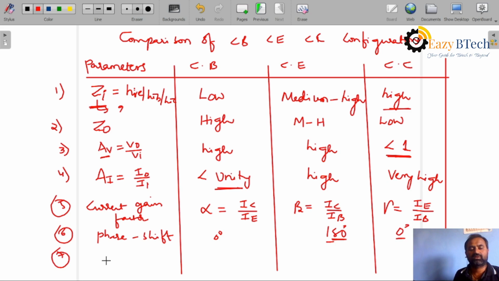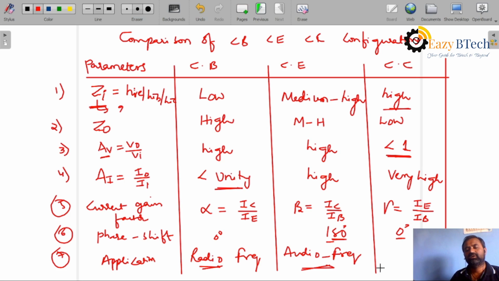Applications: we use common base for radio frequency applications. This is for audio frequency applications. Common collector is for impedance matching purposes. Okay, students, please follow these comparisons. Very important.